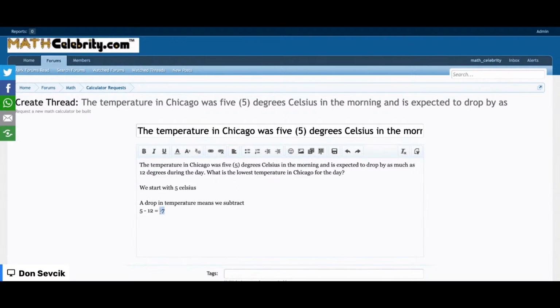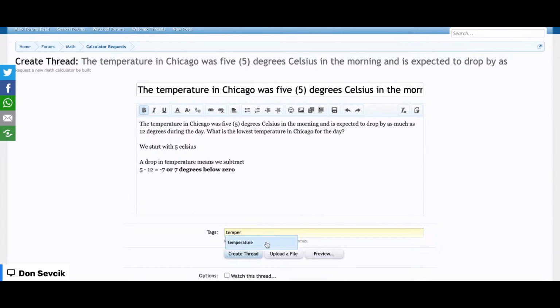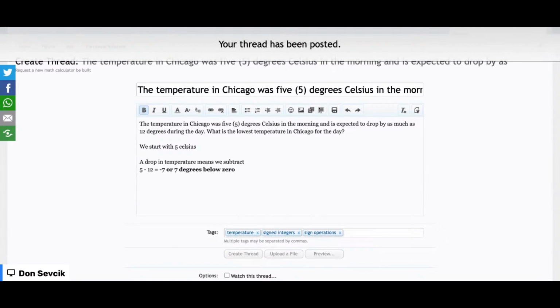Right. These problems may trick you up. Negative 7, or 7 degrees below 0 Celsius. So you could say that either way. Minus 7 is also 7 below 0. So we've got temperature, sign, integer, sign, operations.